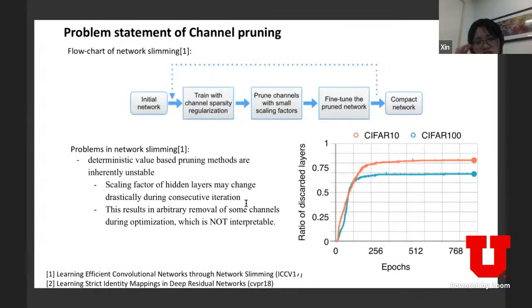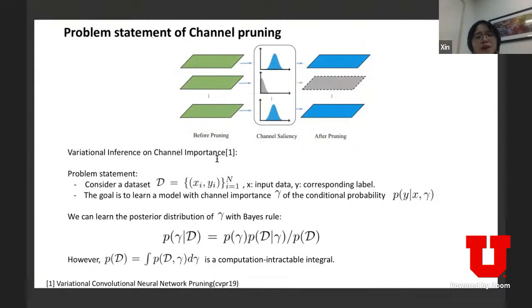Okay, so that's the problem of this method. It's unstable. The scaling factor will not be stable, and it will lead to the shape of the compact network being unstable. So that's why we introduce the Bayesian method here. Instead of one deterministic scaling factor for each channel, we introduce a distribution for every scaling factor.